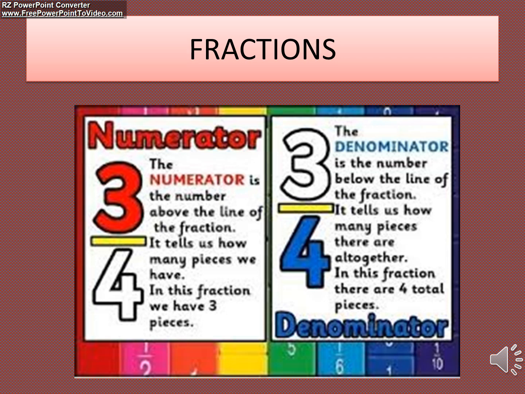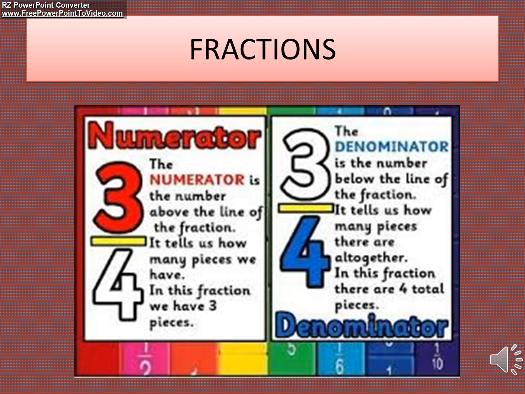It tells us how many pieces we have in this fraction. We have 3 pieces. So what does it tell us? It tells us how many pieces we have. The denominator is the number which is below the line. You will see there is a line and there are 2 numbers. The number above the line is a numerator, and the number below the line is a denominator. Numerator tells us how many pieces we are having.